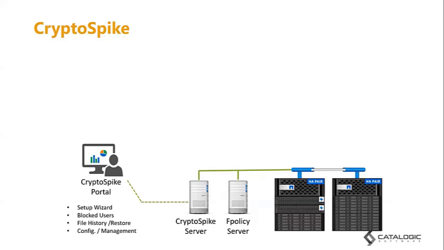And in terms of those two servers, they're both very small footprints. So the CryptoSpike server itself only needs 8 vCPUs and 4 GB of RAM, and the F-policy servers need 4 vCPUs and 4 GB of RAM.